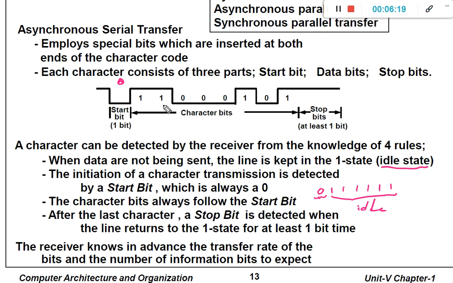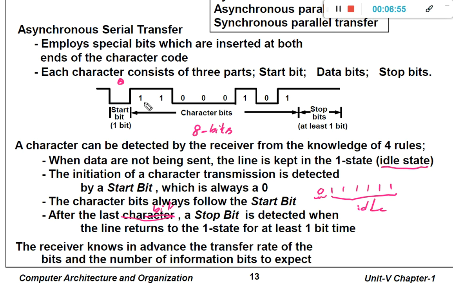So these are the character bits 1 1 0 0 0 1 0 1. After the start bit, whatever bits are transmitted depend on the size of the character. So the character consists of 8 bits, up to 8 bits it considers as a character. After the last bit, a stop bit is detected when the line returns to the one state for at least one bit time.